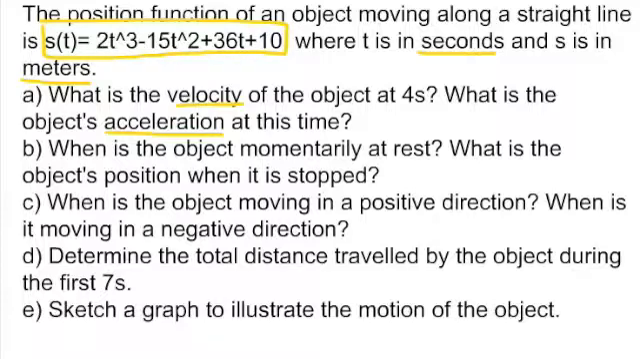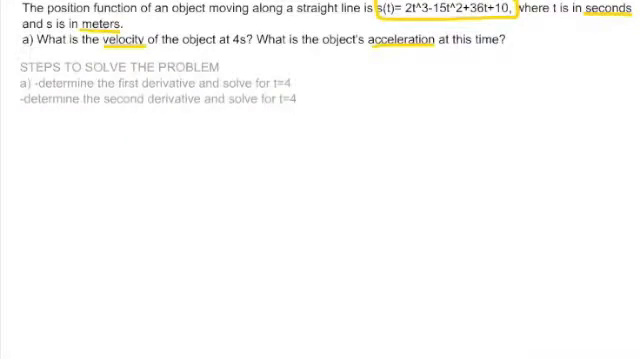What is the object's acceleration at this time? When is the object momentarily at rest? And what is the object's position when it is stopped? When is the object moving in a positive direction? And when is it moving in a negative direction? Determine the total distance traveled by the object during the first 7 seconds and sketch a graph to illustrate the motion of the object. Part A is asking for the velocity and the acceleration of the object at 4 seconds.